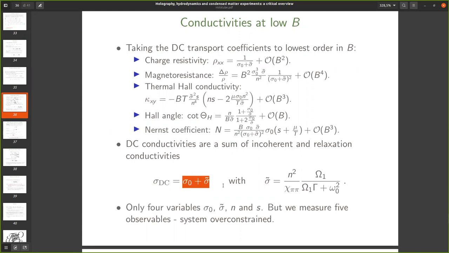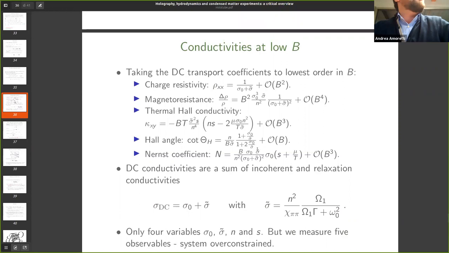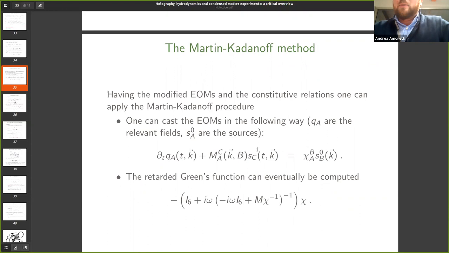The full story is this one. The full DC conductivity is sigma zero plus sigma tilde, which is this one. This is the leading order in magnetic field result. And omega one and omega zero are additional transport coefficients due to the coherent part, the part that depends on either the charge order or the dissipating mechanism, whatever you find. Okay.